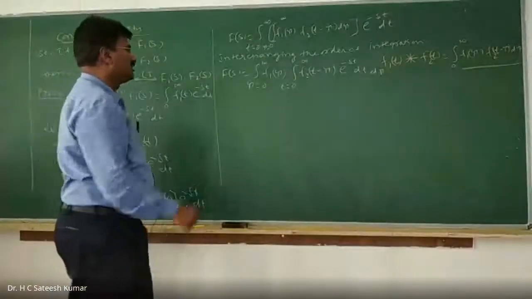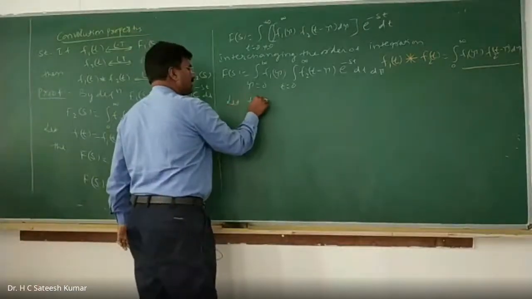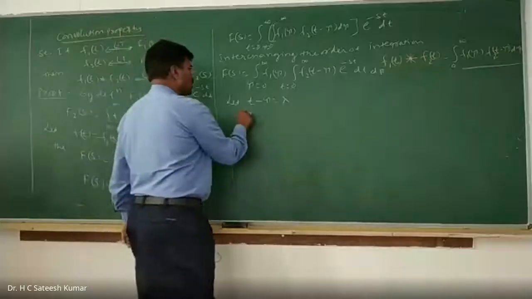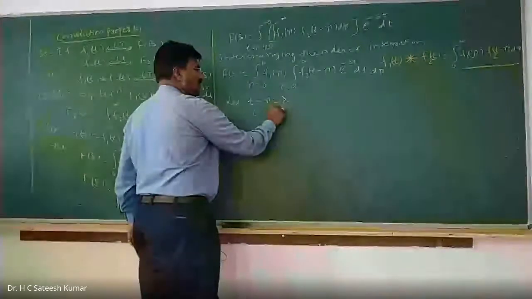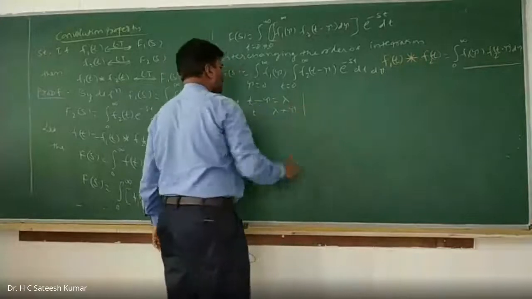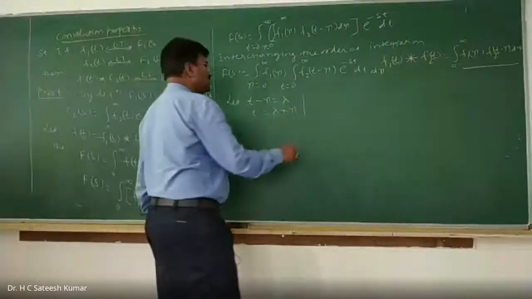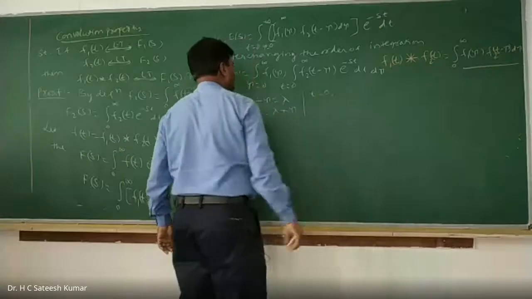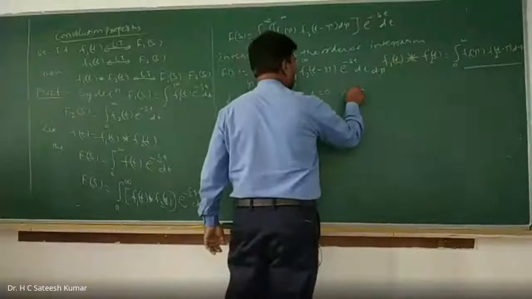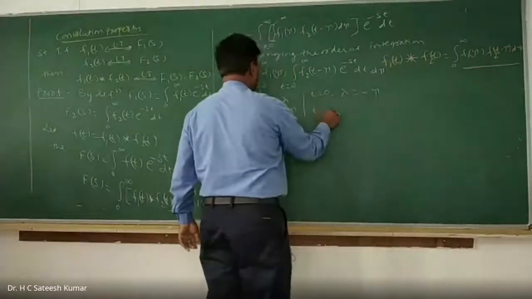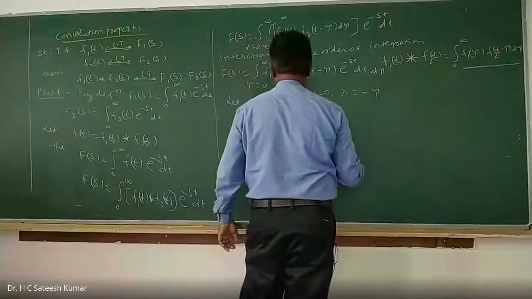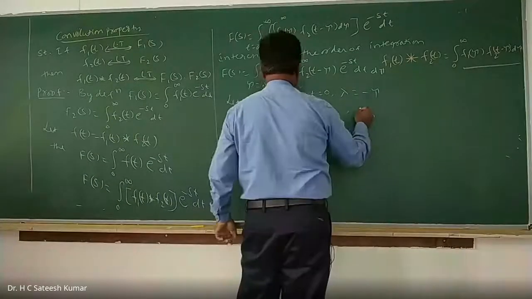Okay, right. Let t minus tau be equal to lambda. Therefore, t is equal to lambda plus tau. Okay. When t is equal to 0, lambda is equal to minus tau. When t is equal to infinity, lambda is equal to infinity.